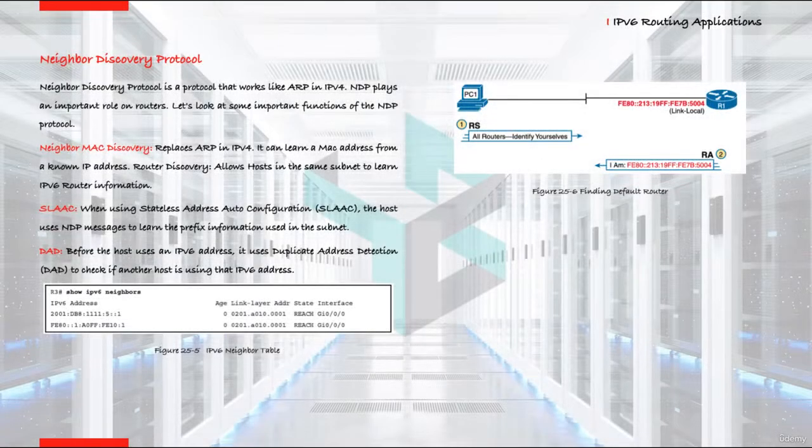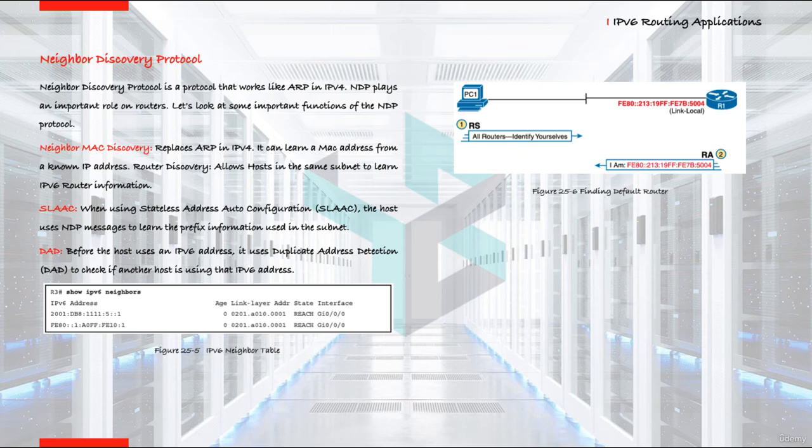Let's talk about Neighbor Discovery Protocol on this page. Neighbor Discovery Protocol is a protocol that works like ARP in IPv4. It plays an important role on routers. Let me tell you about some important functions of the NDP protocol. The neighbor MAC discovery feature replaces ARP in IPv4. It can learn the MAC address from a known IP address.